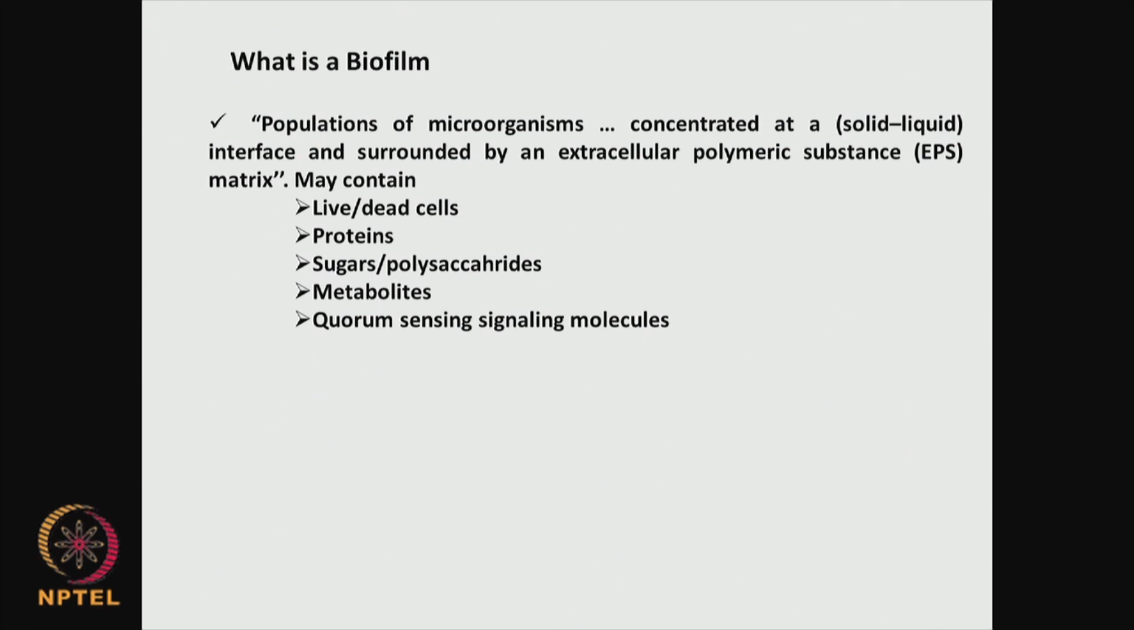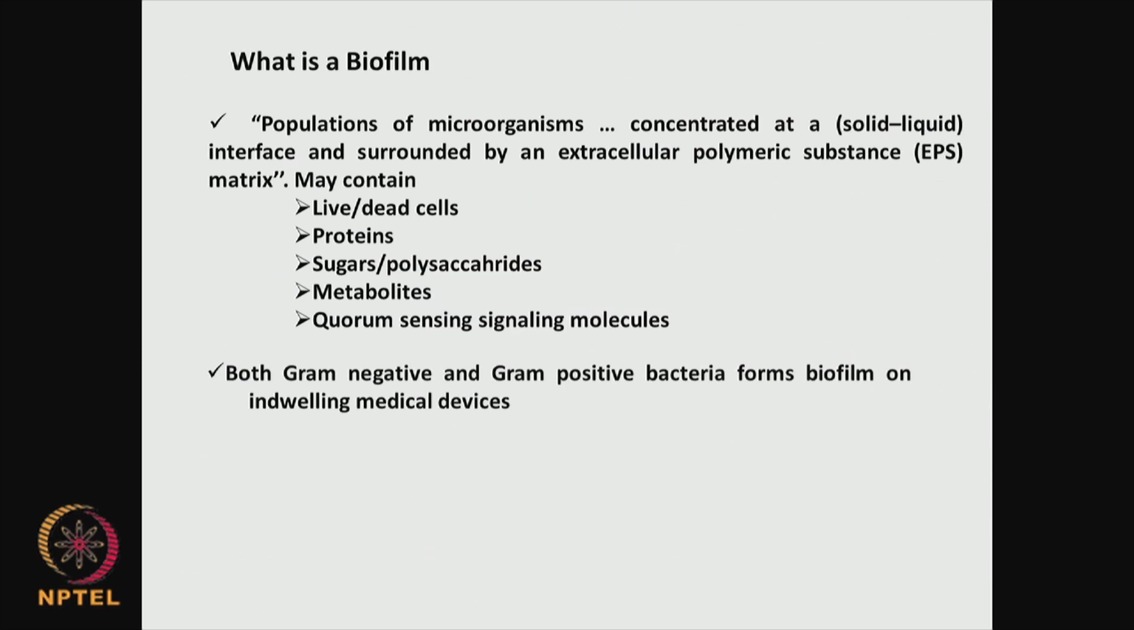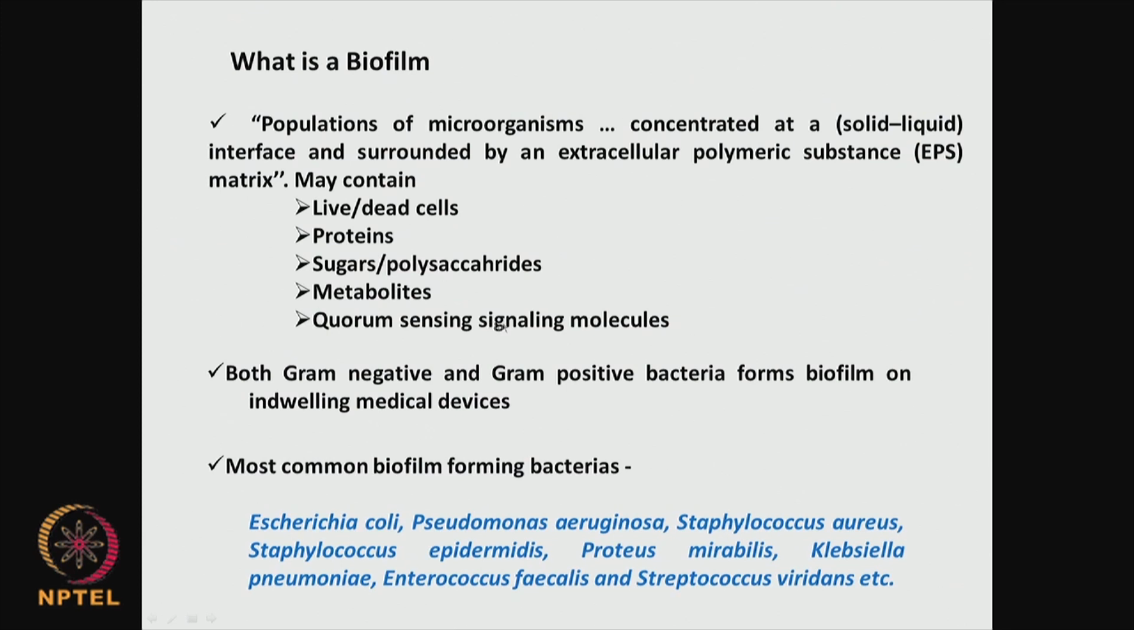So, this biofilm is an attachment on a material surface. It could be stainless steel, a polymer, a ceramic, or even the inside lining of a vascular graft. It may contain live cells and dead cells. It will contain proteins, sugars, polysaccharides, metabolites produced by the bacteria, secondary metabolites, and also quorum sensing signaling molecules. So, a biofilm might contain a lot of these, and they are attached.